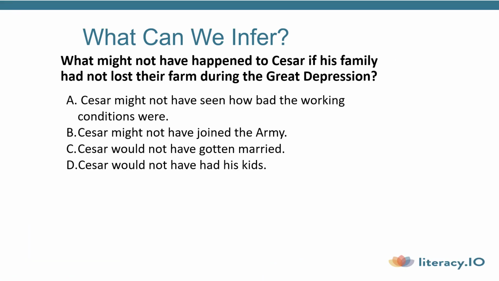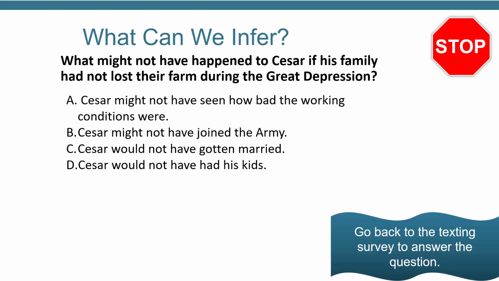What might not have happened to Cesar if his family had not lost their farm during the Great Depression? A. Cesar might not have seen how bad the working conditions were. B. Cesar might not have joined the army. C. Cesar would not have gotten married. D. Cesar would not have had his kids. Pause your video and answer this question.